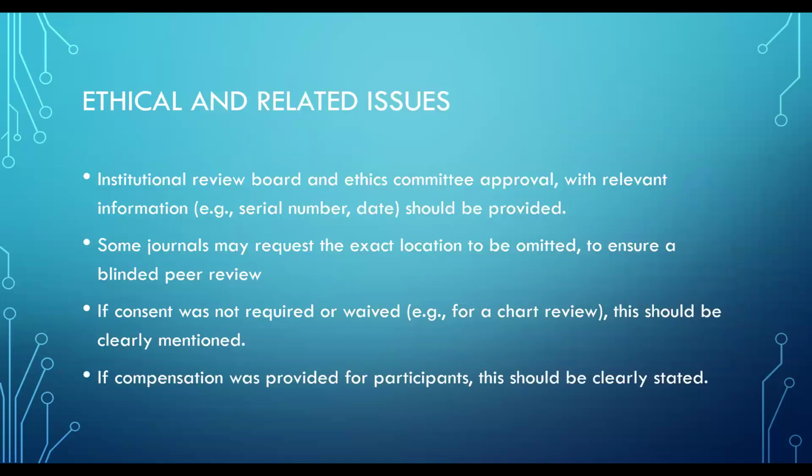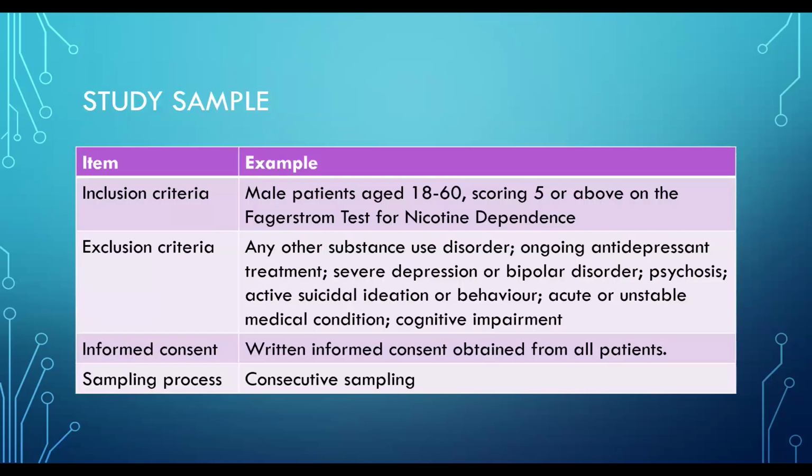Ethical and related issues vary according to the type of paper. So obviously, if you're submitting a systematic review, there are no ethical issues involved. But for most original research, institutional review board and ethics committee approval has to be mentioned. Some journals may request the exact location of the ethics committee to be omitted because they want to maintain an anonymous, blinded peer review. If you did a study where consent was not required, for example, a chart review, or analyzing secondary data from a previous study, you have to clearly mention that. And if participants were provided with any compensation, that should also be mentioned, because that can also introduce a source of bias.